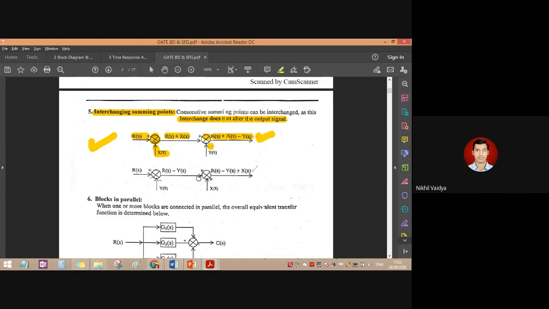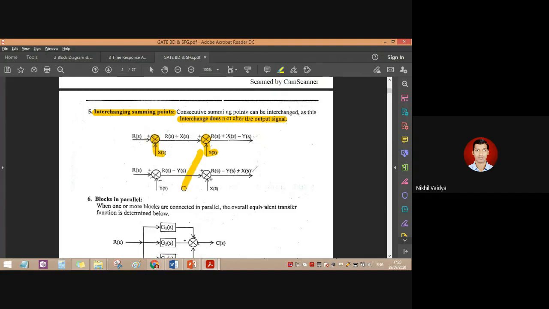Now what will happen if we interchange the position? According to the rule, if we interchange the position, the value still remains the same. R of s minus Y of s plus X of s. Yes, sir, value remains the same. Let us see whether the changes are done. So this summing block with its individual arrow, remember here, how much we have to shift? This much we have to shift. Summing block and its individual arrow.